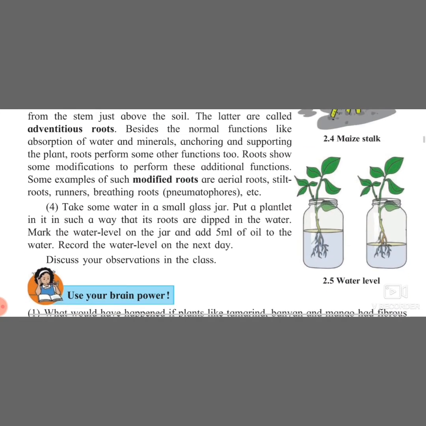So just now what we have studied, we'll just recall. We have studied the fibrous root, the taproot, the primary roots, the secondary roots, the root cap, root tip, root hair, adventitious root, and modified roots such as aerial roots, stilt roots, runners, breathing roots, etc.